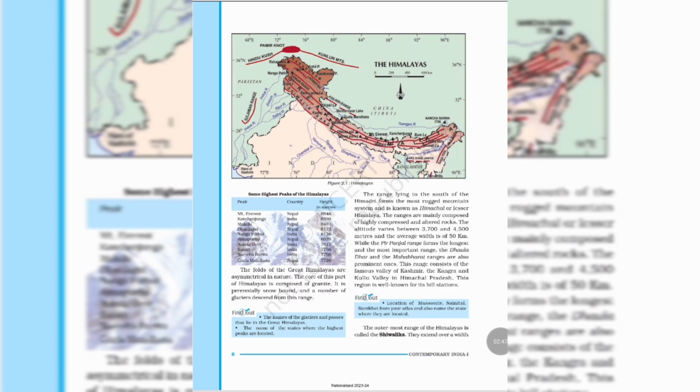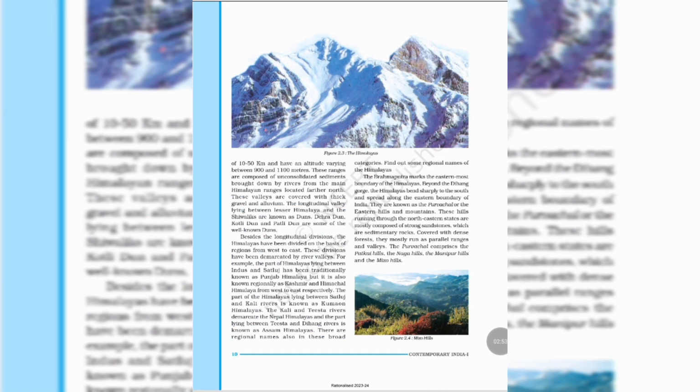And the third one is the Shivalik. Shivalik is 10 to 50 km wide and has an altitude varying between 900 and 1,100 meters. The altitude is only 900 to 1,100 meters because this is the last range. These ranges are composed of unconsolidated material brought down by Himalayan rivers from the main Himalaya range located farther north. Unconsolidated means they have a mixture of many rocks.